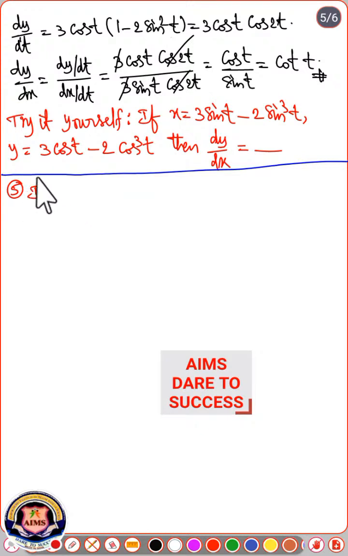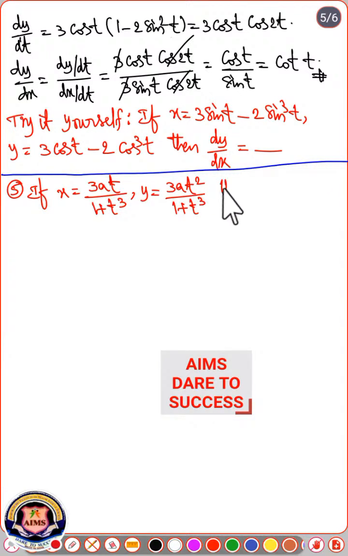So one more question: if x is equal to 3at by 1 plus t cube, and y is equal to 3at square by 1 plus t cube. These are the given values. You will find the value of dy by dx.